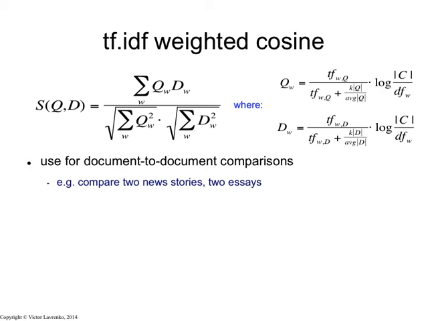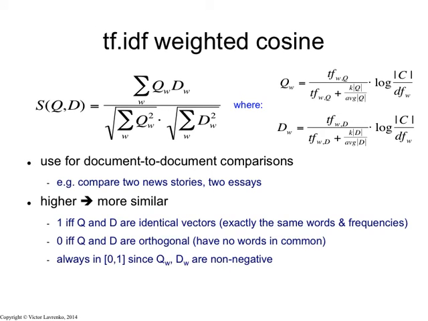You could imagine a situation where you have a static set of queries, and in that case you could consider including it. But usually the IDF just comes from a single set of documents. That's where you compute the document frequencies. So you use it for document-to-document comparison purposes. You compare two news stories, two essays, something else.